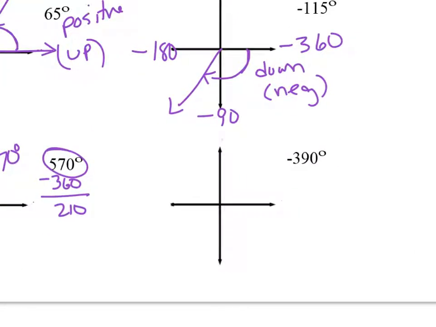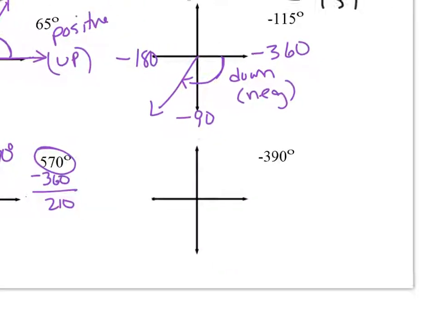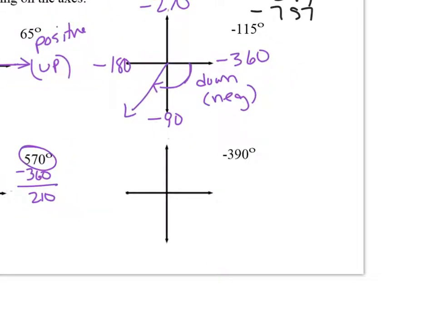Negative 390, some people don't like to deal with negatives, so you can keep adding until it's between 0 and 360. I don't like to do that. I can deal with the negative 30. I simply add 360 to it, and when I do that, I get negative 30. So this is 0, this would be negative 90. So negative 30 would be right about here.